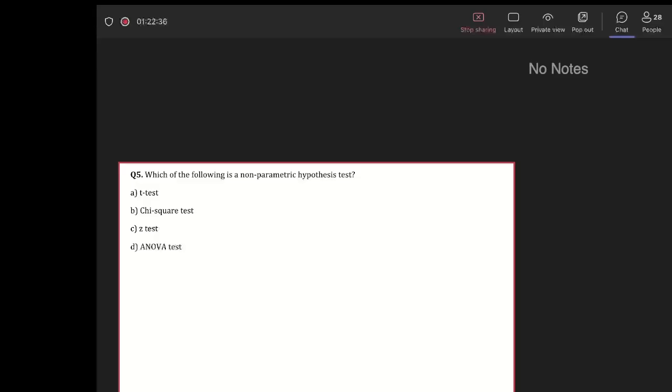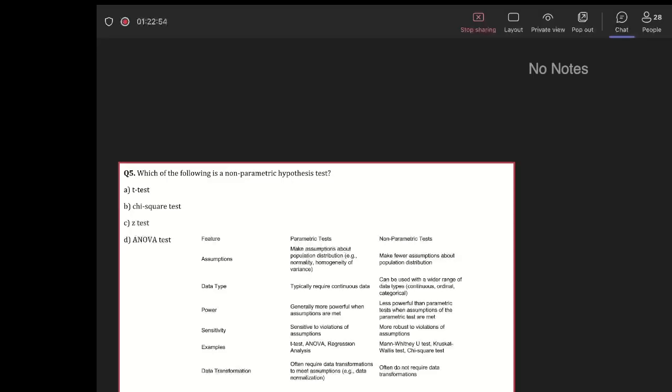So this is a fairly simple question. The question is, which of the following is a non-parametric hypothesis test? There are two types of hypothesis testing, parametric and non-parametric. The main difference is that in parametric, the number of assumptions are more. Like you have to assume that the data follows a normal distribution and the variance is similar for all the variables, etc. But in non-parametric tests, we don't make such assumptions about the population distribution.